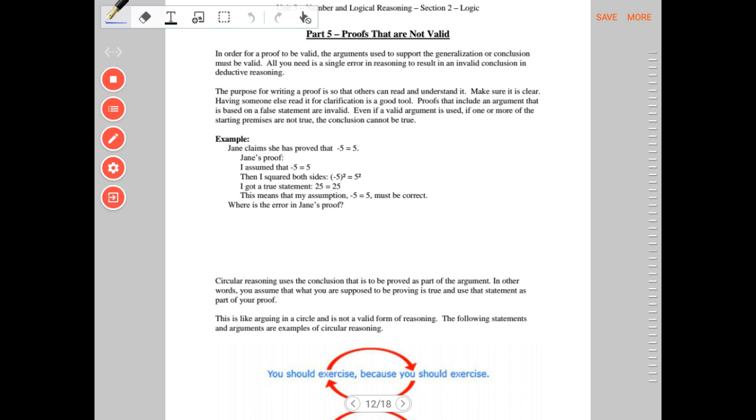Well, Jane started with an invalid statement. Negative 5 clearly does not equal 5, because if you have lost $5 and you've gained $5, that's a big difference. So the error in Jane's proof is her assumption, and using her assumption in her proof. Because you can't use something that's not true to prove something to be true. So using negative 5 equals 5 in proof.